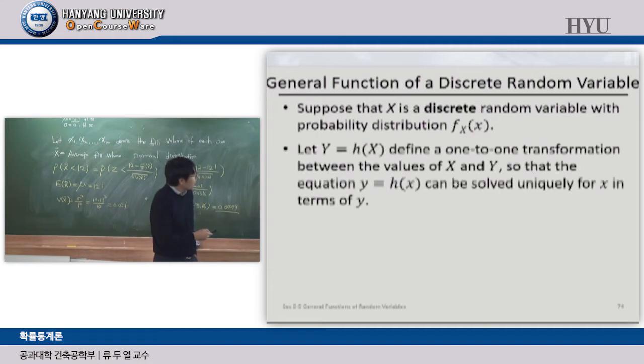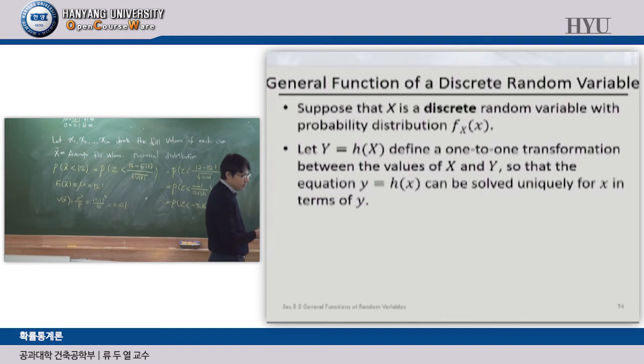And let y be equal to h(x). This is the general function, not a linear function. And define a one-to-one transformation between the values of x and y, so that the equation y equals h(x) can be solved uniquely for x in terms of y. Okay? Because the values of x and y are a one-to-one transformation, this can be defined as a one-to-one transformation relationship.